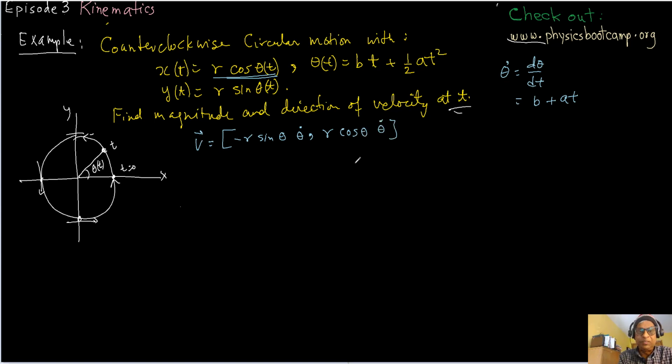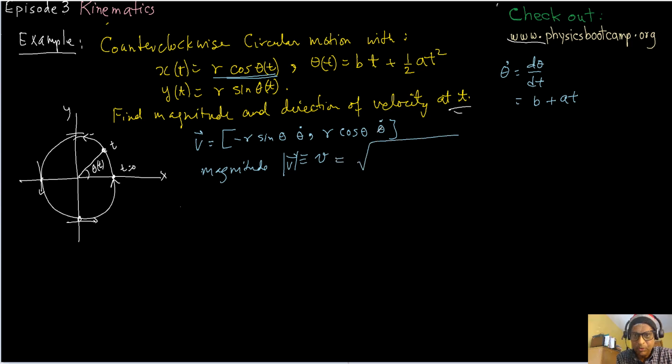So what's the magnitude of this? Z is 0, so I don't have to worry about that. So we have a vector which has this kind of form. So we can do the magnitude, which is v magnitude, which is sometimes written as simply v.